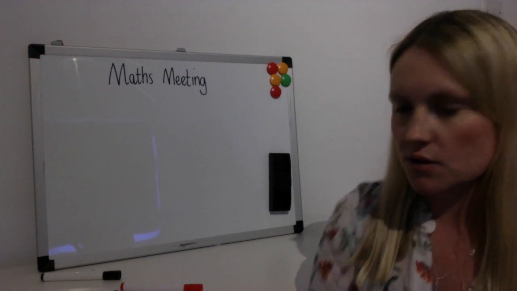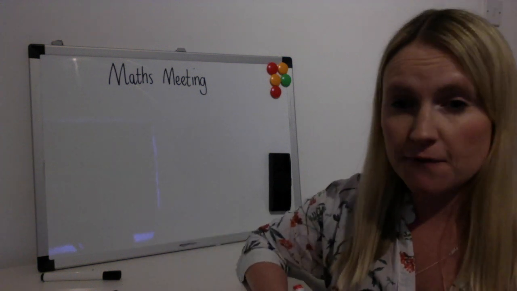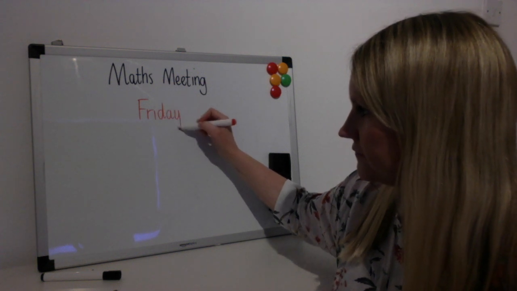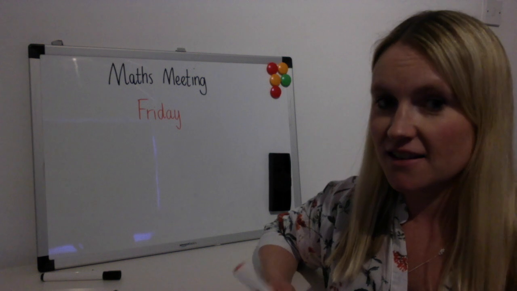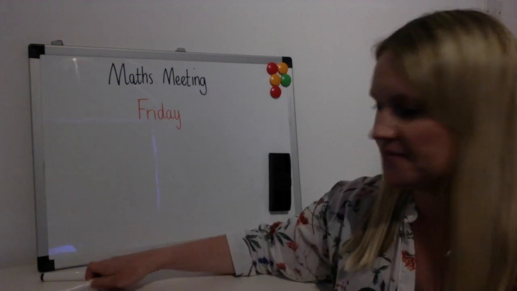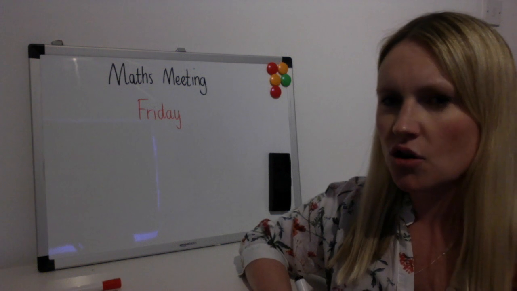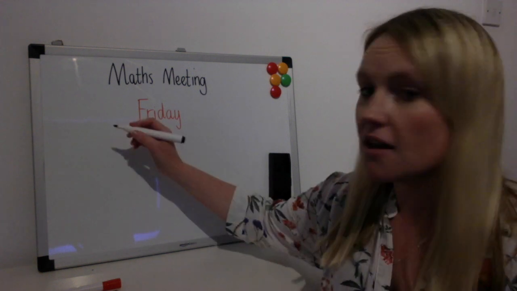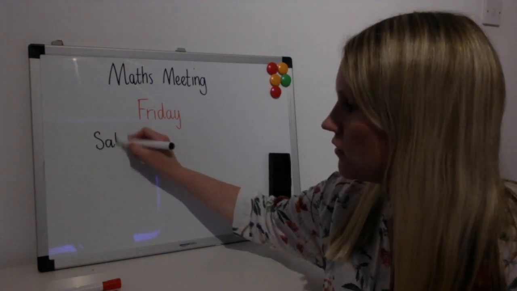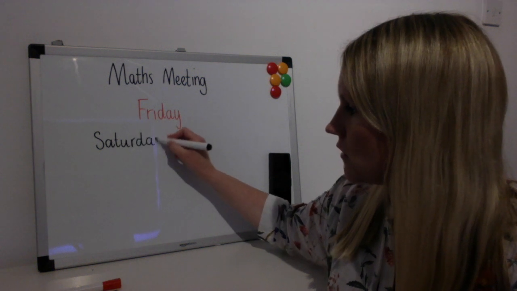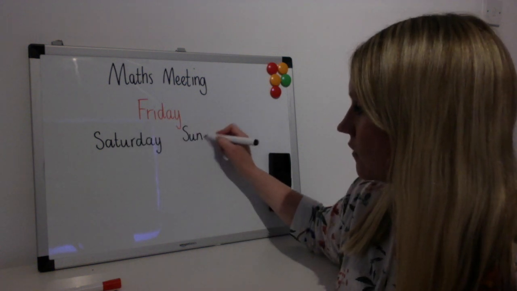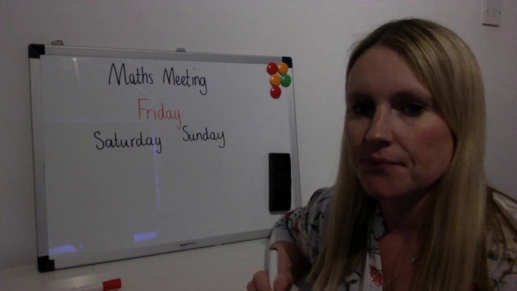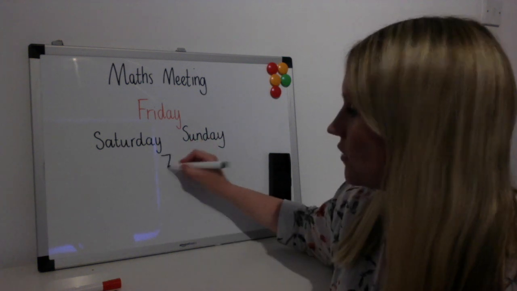Okay, I wonder if you can tell me what day comes before Friday. That's right. It's Thursday. And can you tell me which 2 days make up the weekend? That's right, Saturday and Sunday. And how many days are there in the week? There are 7 days in a week.